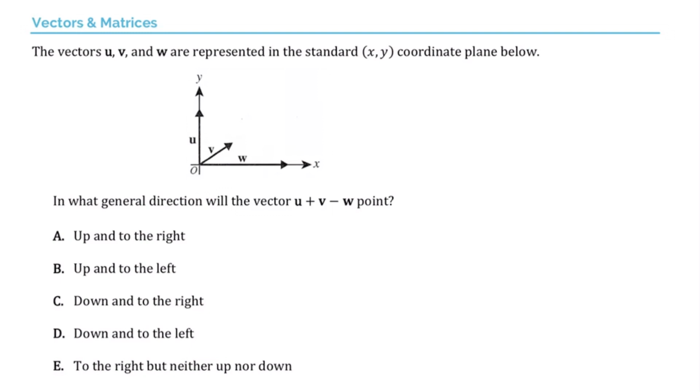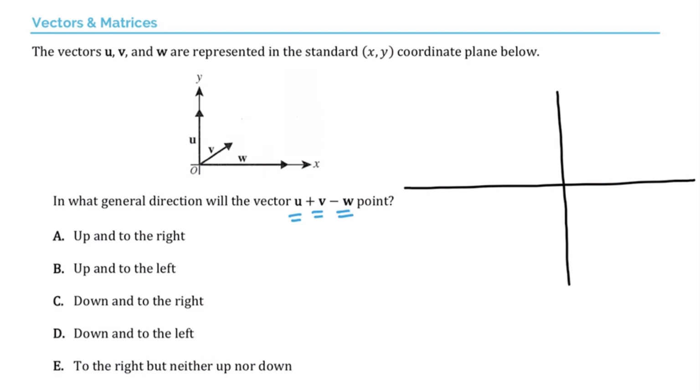Okay, for this last one, we're going to do vectors. So the first thing I'm going to do is redraw our quadrants in the coordinate plane. And now I'm going to show you how we combine vectors, because we want to do vector U plus vector V minus vector W. How in the world do you do that?